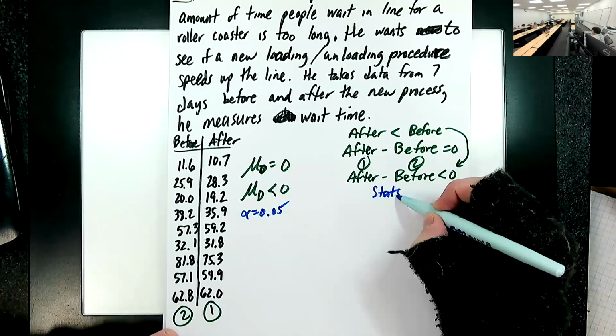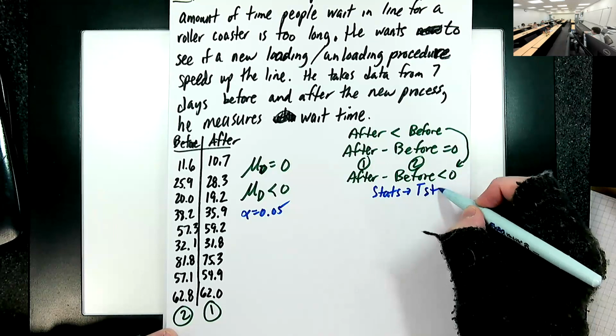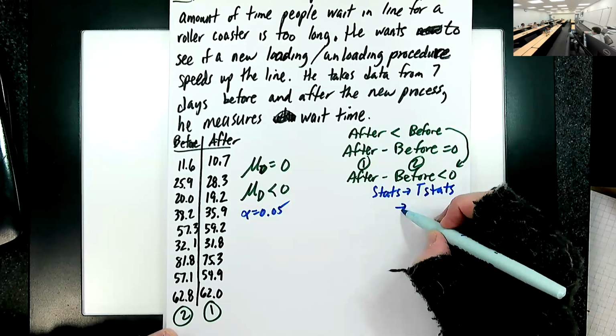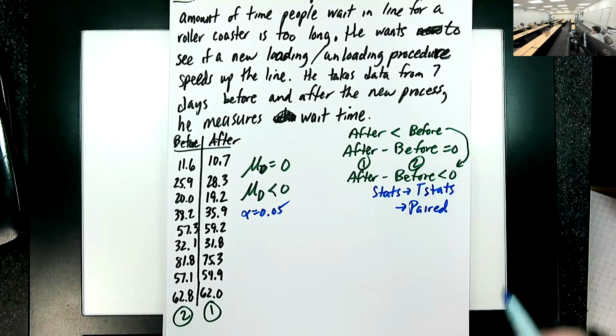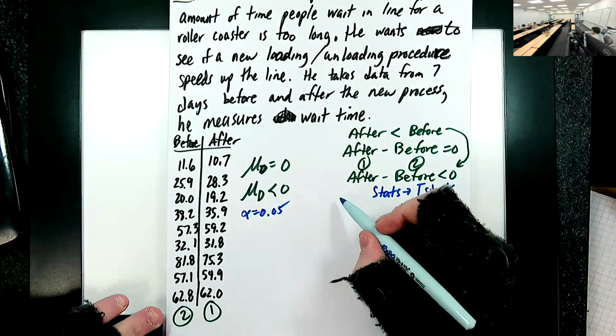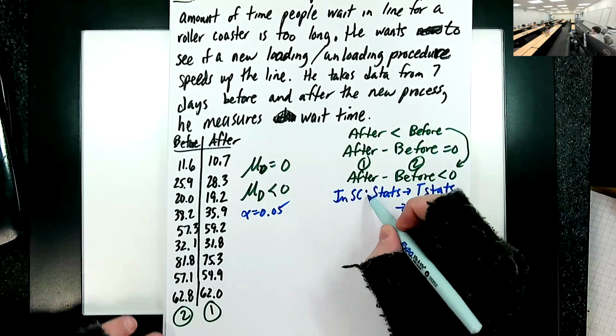And we're going to use stats, t-stats. Since this data is matched up by day and time, this is paired. StatCrunch, we do these? Yeah. There we go.